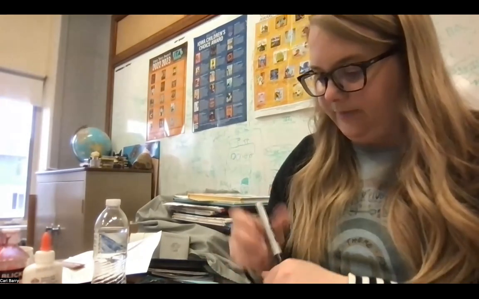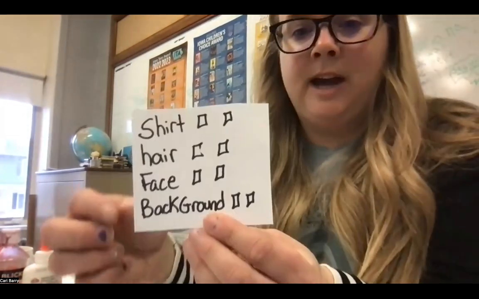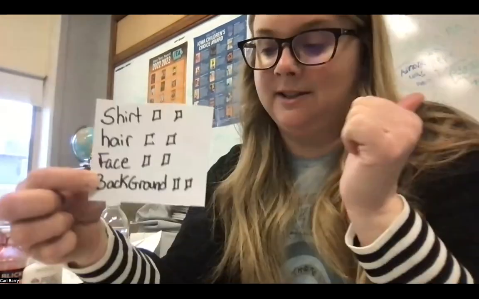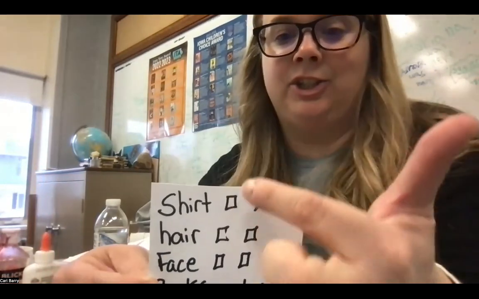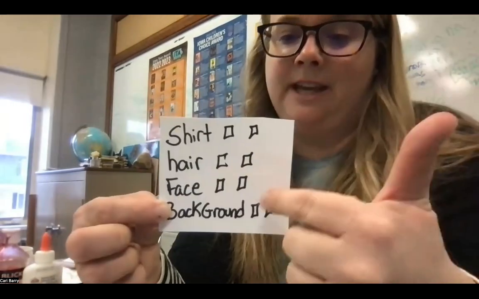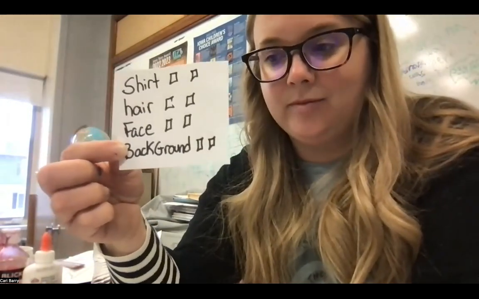and make 2 boxes, hair, 2 boxes, face, and then background. So you have this written out. I know it might be backwards for you, but with 2 boxes. So on your writing, your shirt is going to be 2 colors. Your hair is going to be 2 colors, face, and then the background, 2 colors.